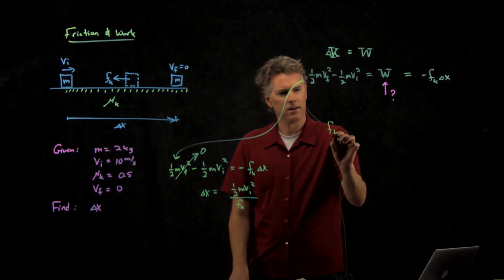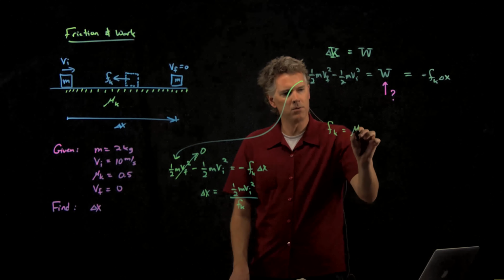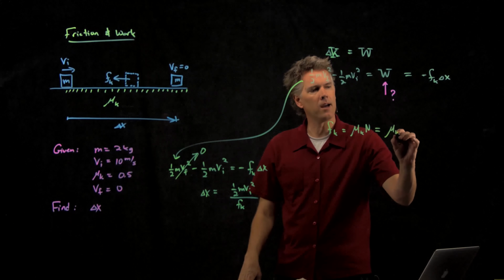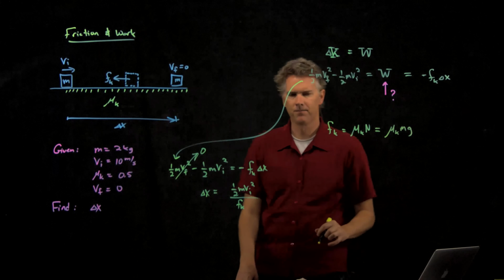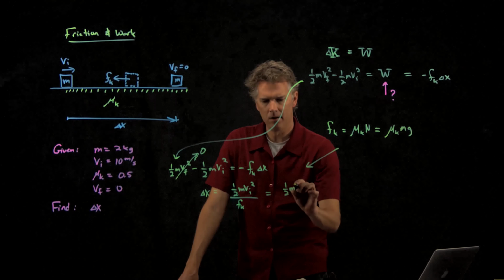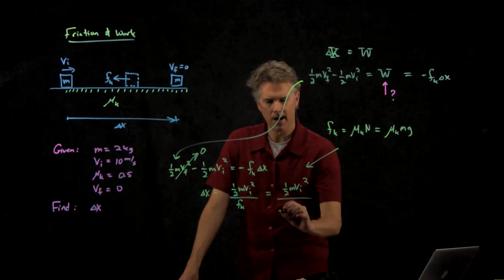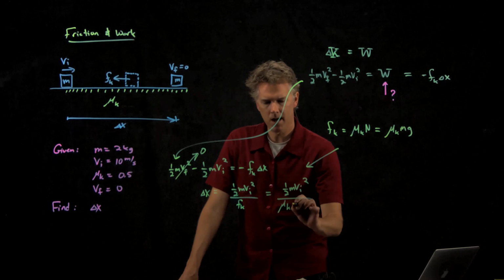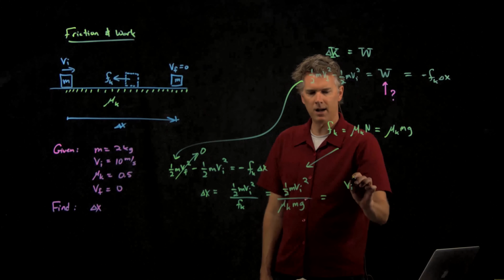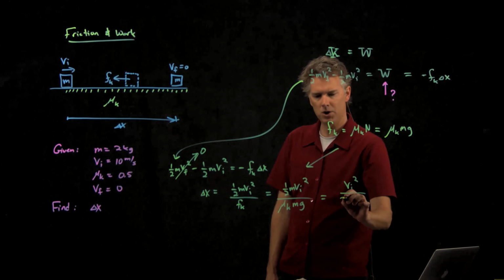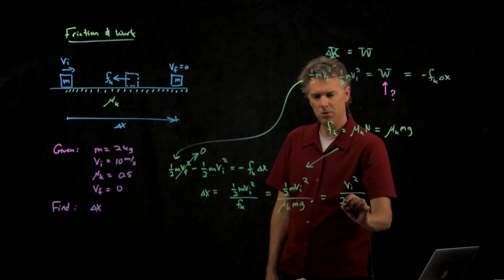F sub k equals mu k times N. But if we're on a horizontal surface, what is N? It's just the weight of the object, right? So this becomes mu k times m times g. And so now that I can put into here, and we get 1/2 m vi squared divided by mu k mg. The m's drop out, and we get vi squared divided by 2 mu k times g.